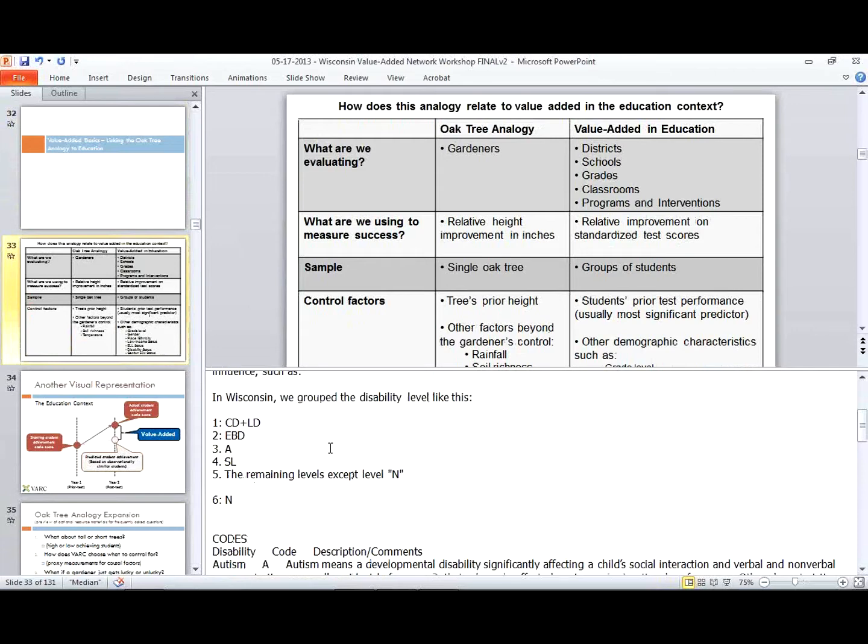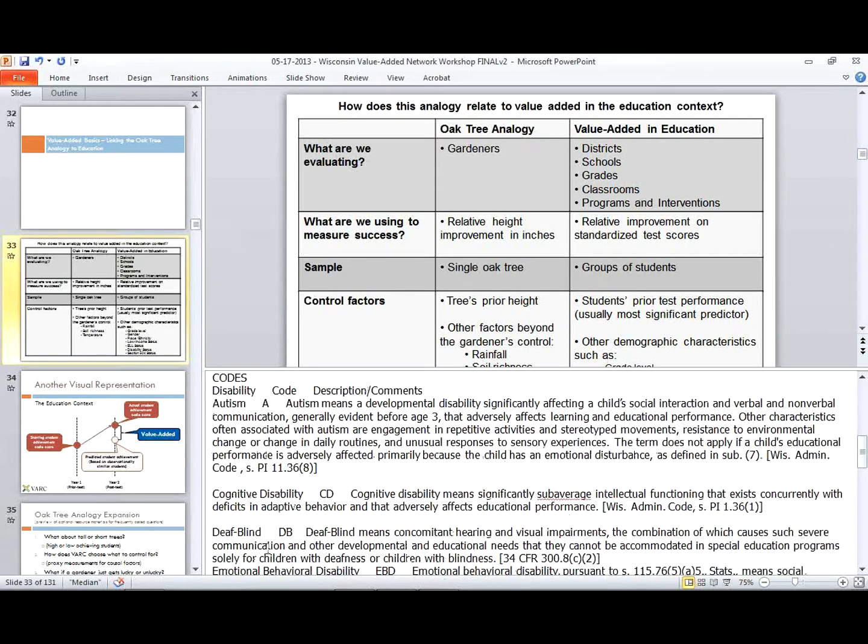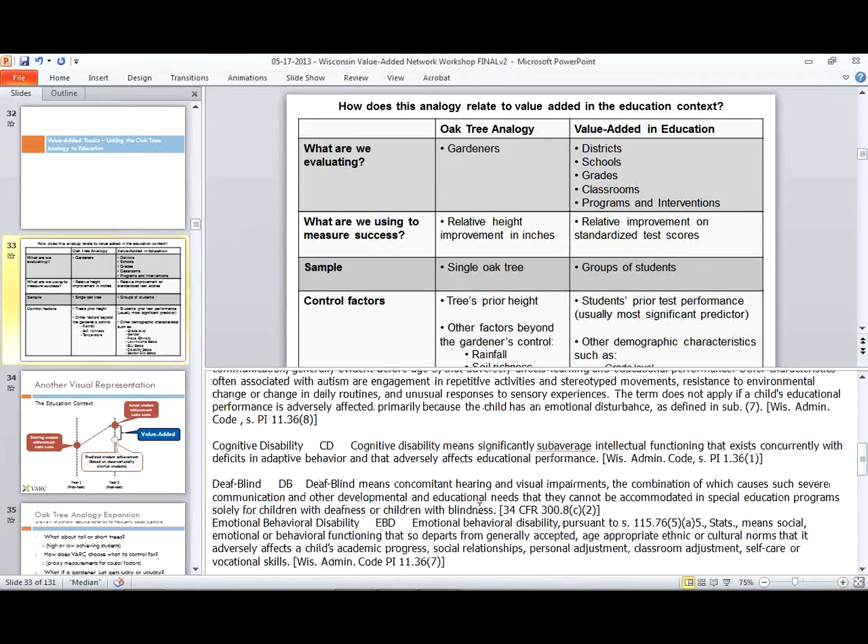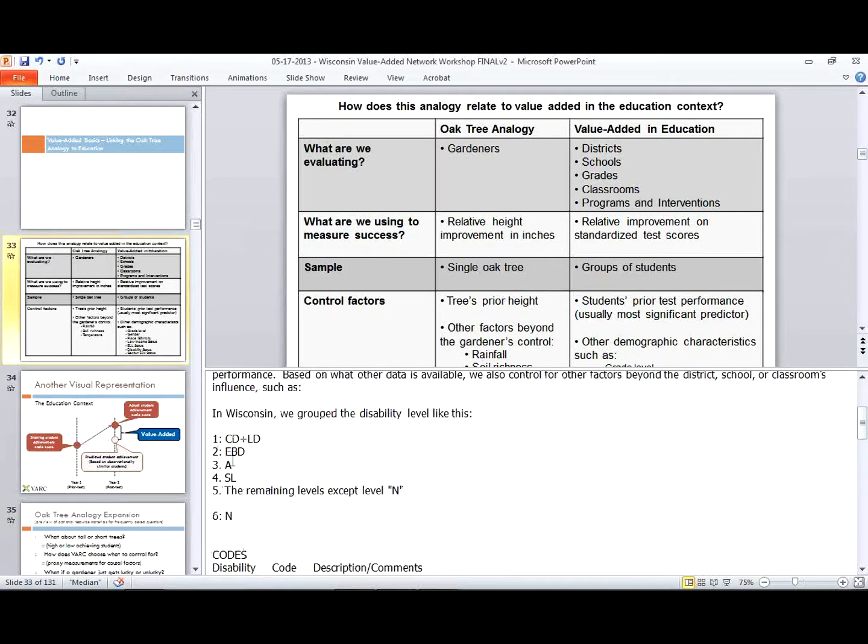Okay, I think CD, cognitive disability and learning disability is one group. EBD, emotional behavior disability is one. A, is that autism? That's another. Speech and language for 4. Then we grouped, boy, this is the general characteristics that we were doing. So we grouped these together in these groups because we thought, you know, it's different if you have a speech and language versus autism. So it would make sense to treat those as different things. So that's the level of detail that we're getting this year in our comparison.